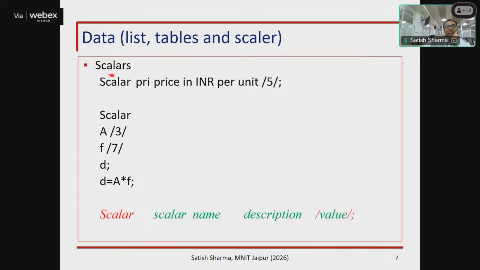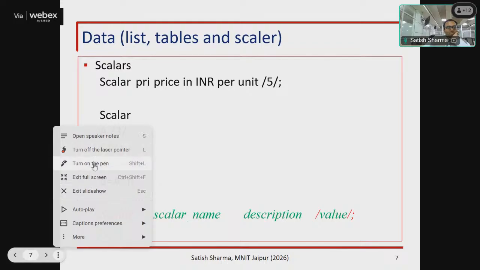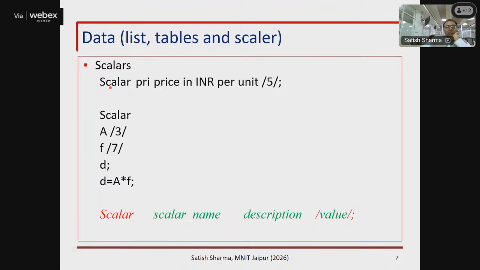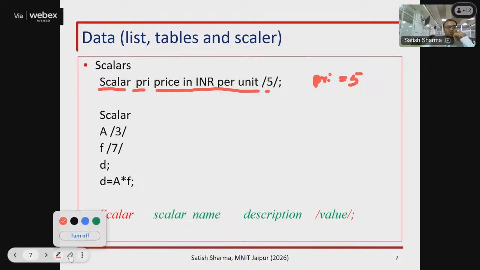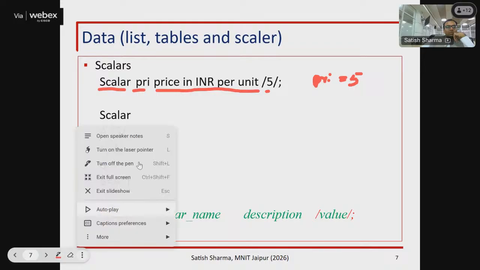So here it has been defined like scalar, and so this is the syntax. Then this is my scalar name, and then this is the description. So price in rupees per unit is the description of this particular scalar, and the price is 5. So this is the value of price. So I can say if price is the value, what we are writing is that price is equal to 5.